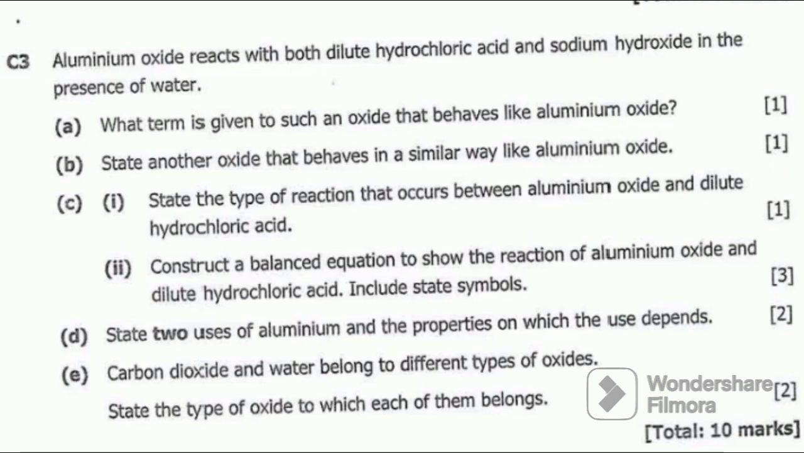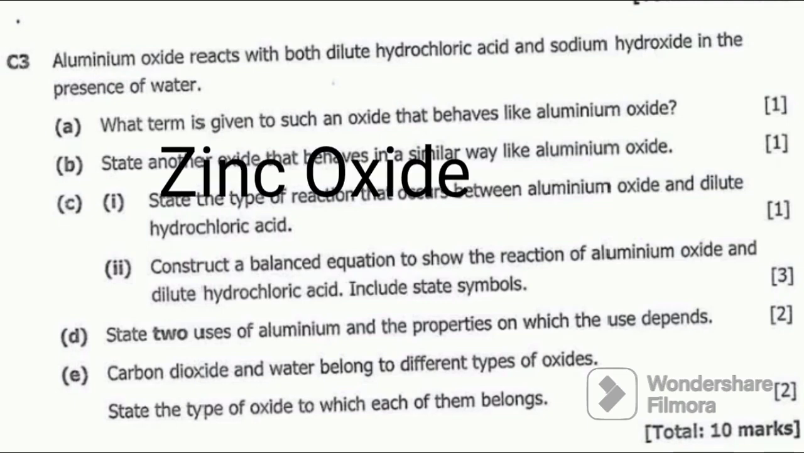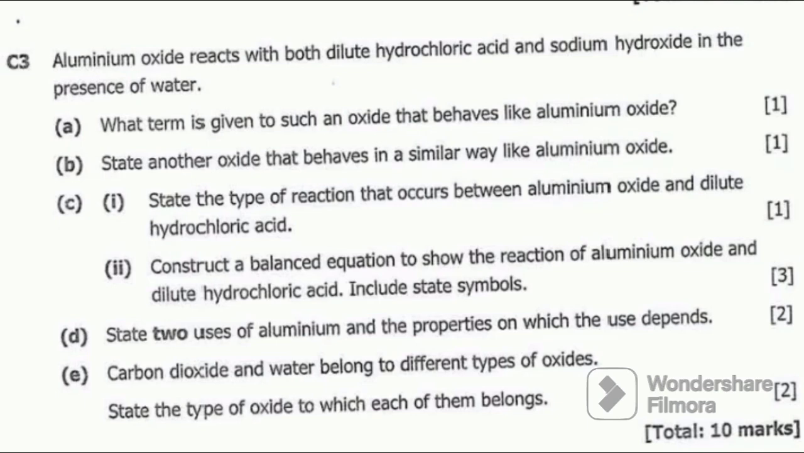B. State another oxide that behaves in a similar way like aluminium oxide. Here we can put zinc oxide. Zinc oxide is an example of amphoteric oxide. If you want, you can also put lead 2 oxide. That's also an amphoteric oxide.